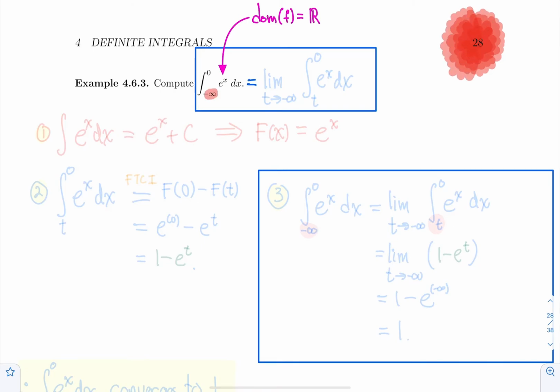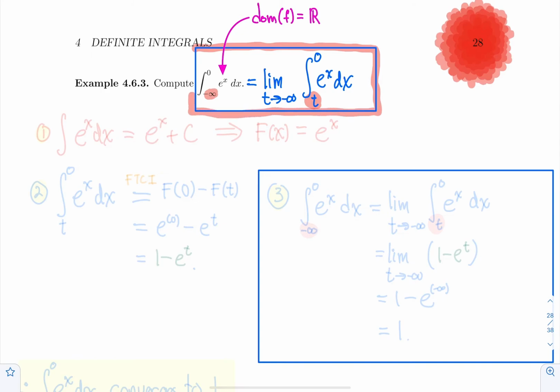So we need to get rid of this bad bound. You do that by replacing minus infinity with t. So now we're going to compute the definite integral from t to 0 of e^x dx, and then study this definite integral as t goes to minus infinity. So we're going to compute the limit as t goes to minus infinity of that definite integral from t to 0 of e^x dx. And again, this is the most important step in your solution, to have a good definition for your improper integral as a combination of a definite integral and a limit.